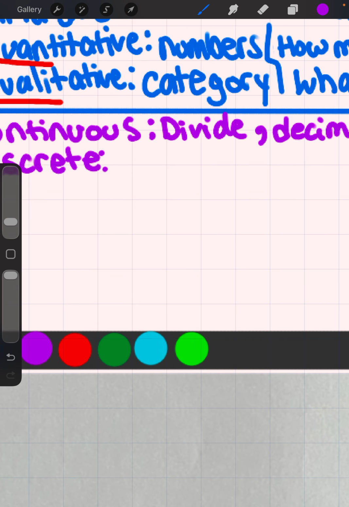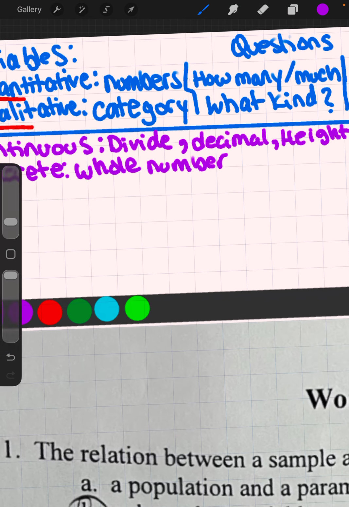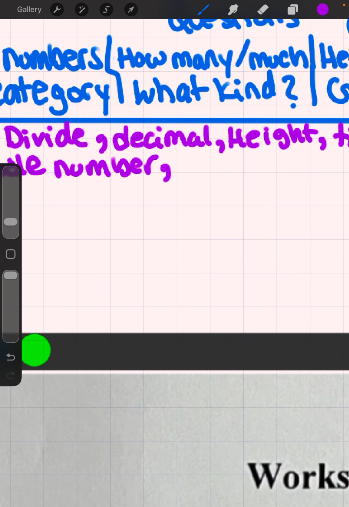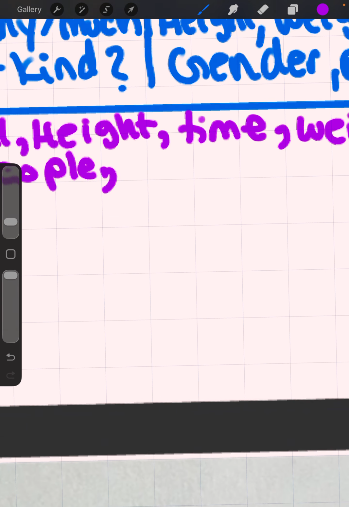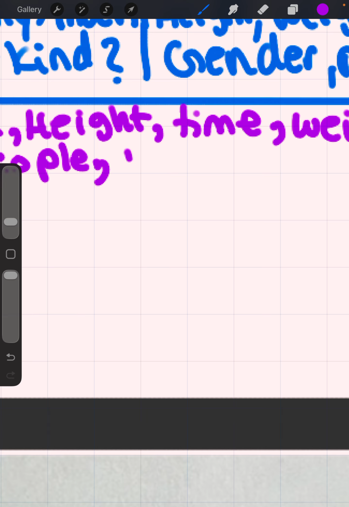Discrete means a whole number. I think a good example would be people. You can't divide people. You can't divide a house or a car.